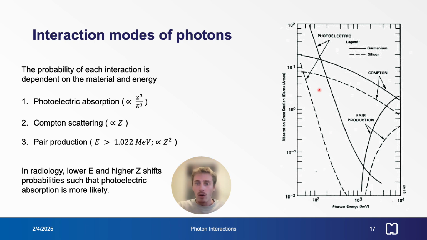Now, in radiology, lower energy and higher atomic number shifts probabilities such that photoelectric absorption is more likely.